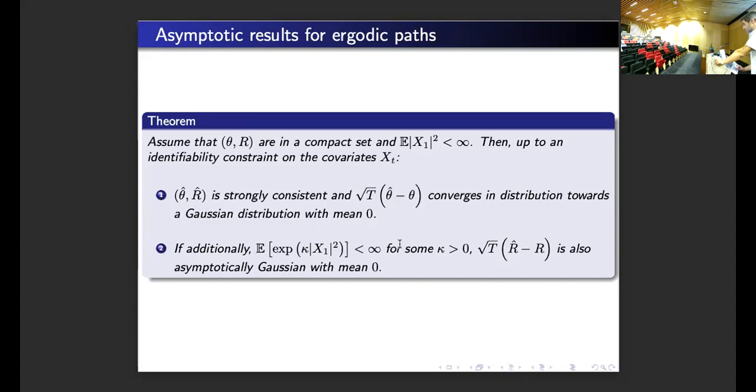This is because when I compute the score and I want to show square integrability of the score, I have the ratio of some integrals, and I cannot simplify things, so I have to use this kind of assumption. I don't know, maybe it's not optimal, but I didn't find a way to remove it. But since kappa can be arbitrarily small, at least you can put a Gaussian process in the covariates. At least it works for unbounded processes, for instance Gaussian or not Gaussian. Okay, so this gives a theoretical result for this kind of estimation.